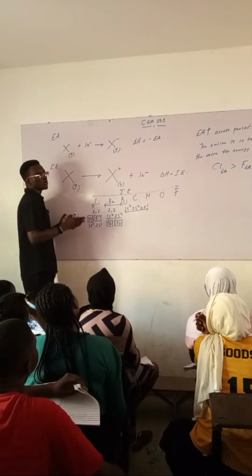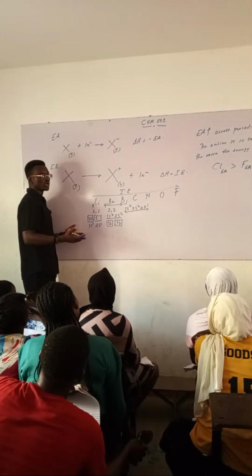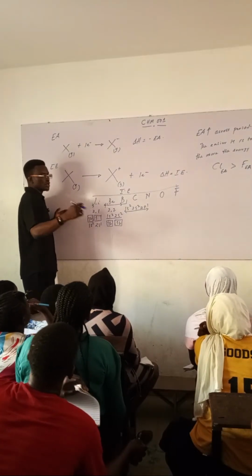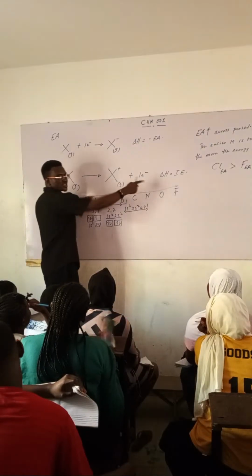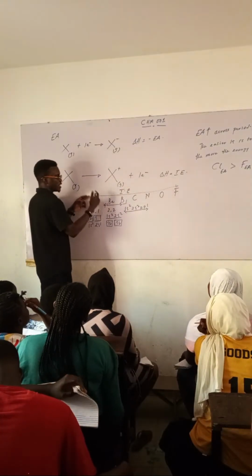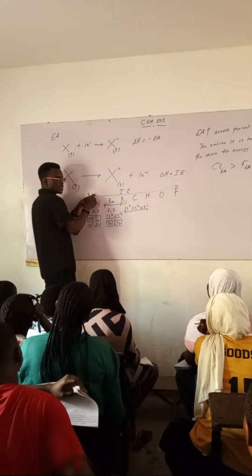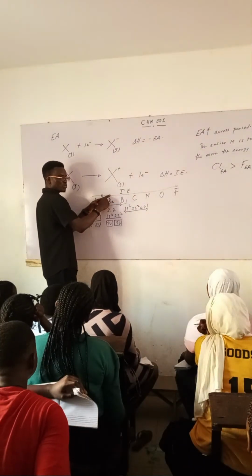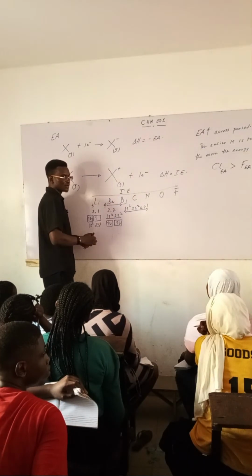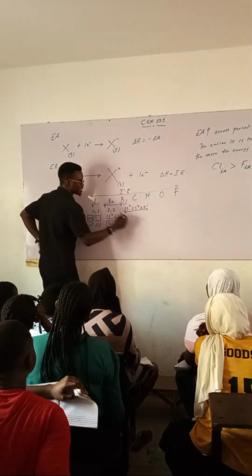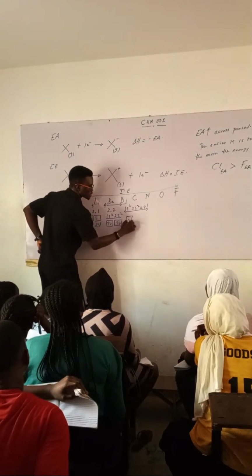Is it beryllium or boron? Boron, because of that distance. But we said the energy increases across the period, which means that energy of this should be more than this. Energy of this should be more than this. But there's an exception here, because the reason for the exception is that this will be this.